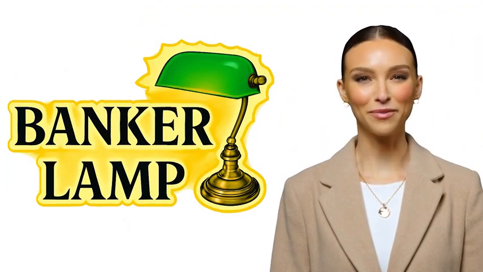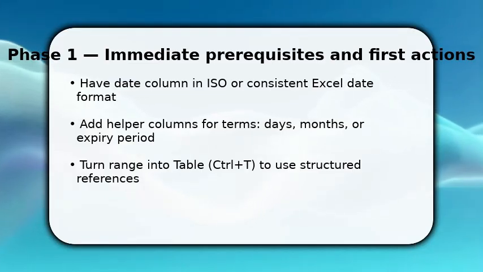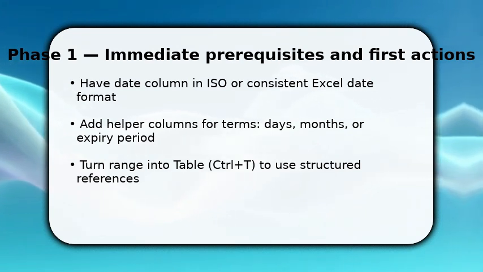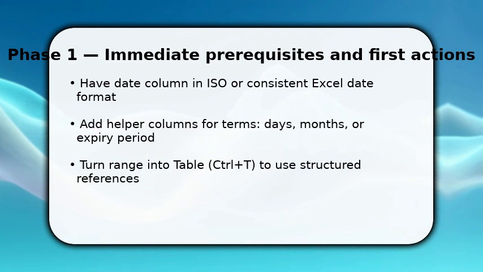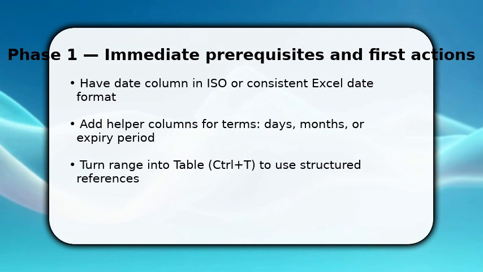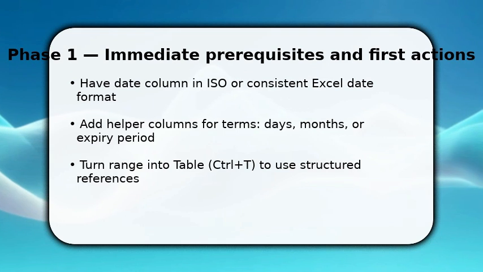You already have dates and terms. Start by converting the range to a table so formulas autofill. Next, create a helper column labeled term if you need 30, 90, or 1-year values. Use integers for days or months. This avoids text parsing. Once done, add a second helper column for the expiry calculation.